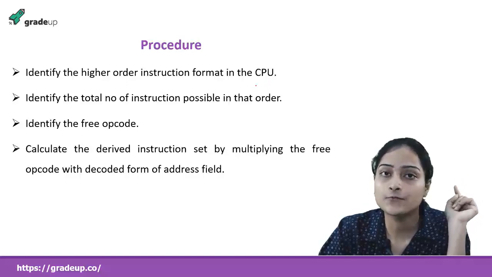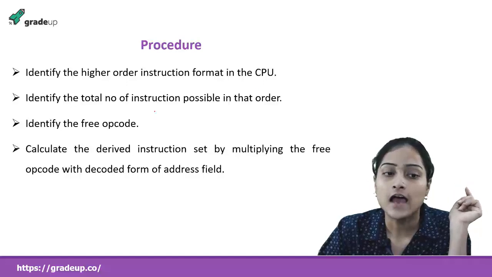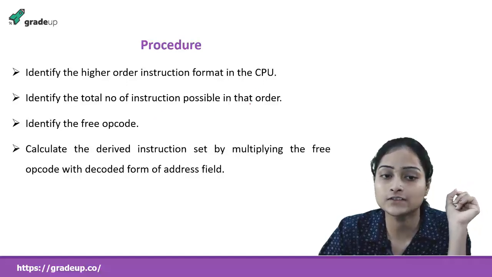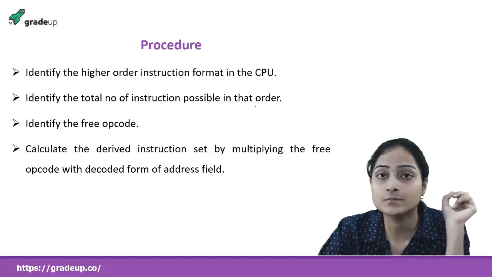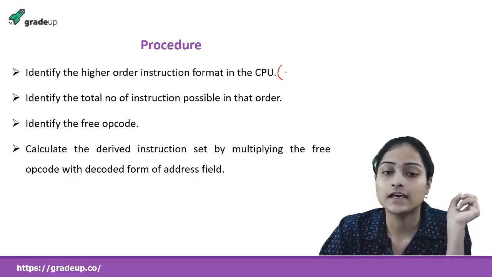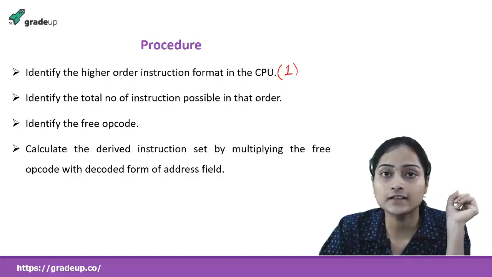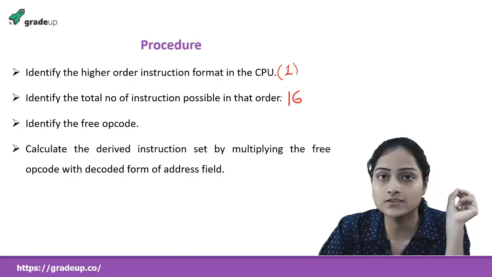Okay, so you first have to identify the total number of instructions possible with that order. There, it was 16, because by using 4 bits I can generate a maximum of 16 combinations.